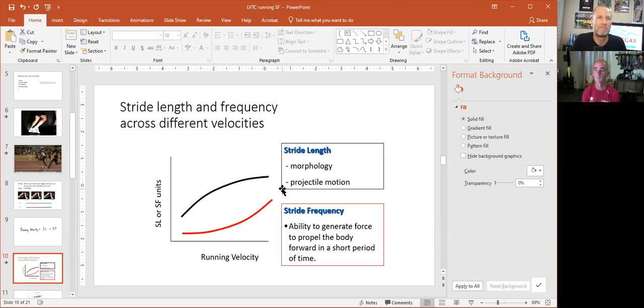And first I should back up and say, I use stride frequency and stride rate, and everybody does, interchangeably. They mean the same thing. And sometimes I just get lazy. I always get on my students about using consistent terminology, but I certainly get lazy and use stride rate and stride frequency at different times. So no, you're spot on.